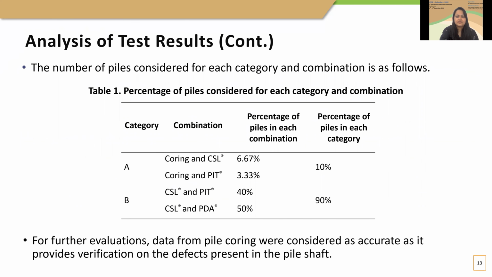Table 1 represents the percentage of piles considered for each category and combination. But due to the lack of available coring data, the percentage of piles considered for category A is considerably low, which could be identified as a limitation of this research.